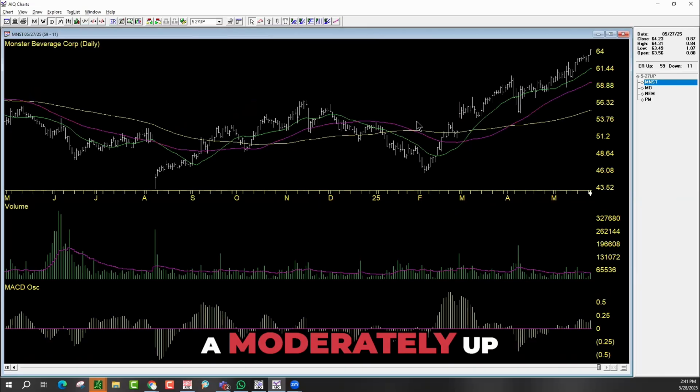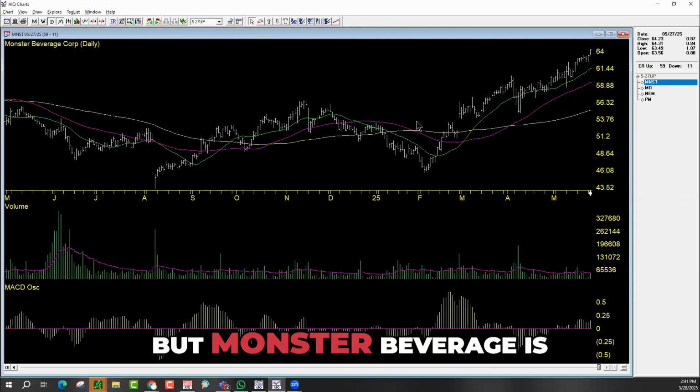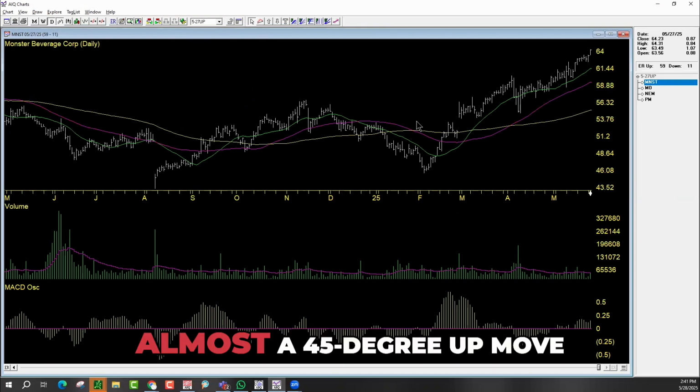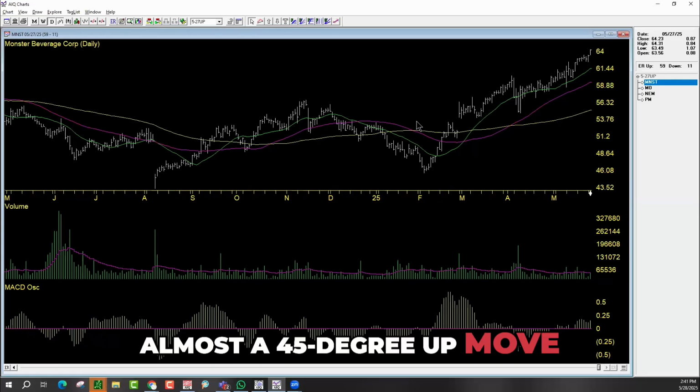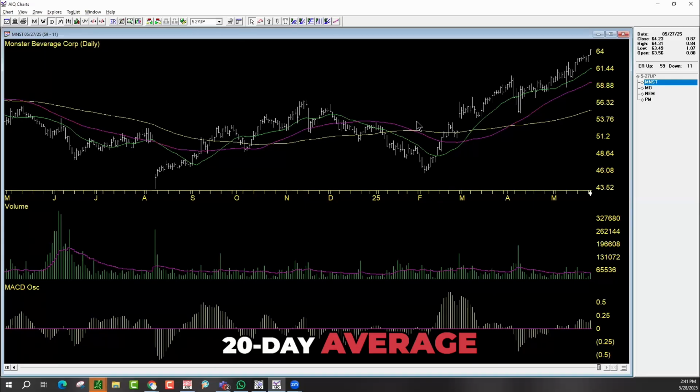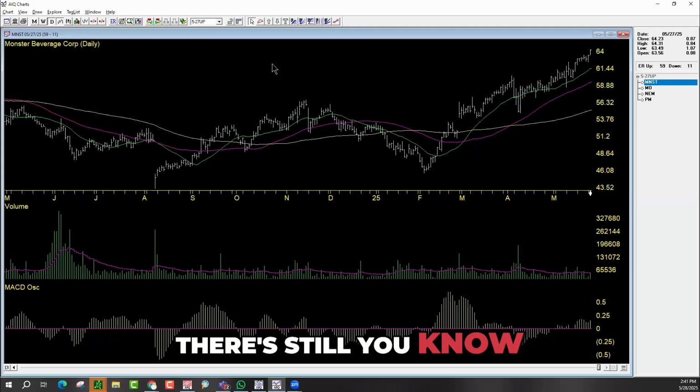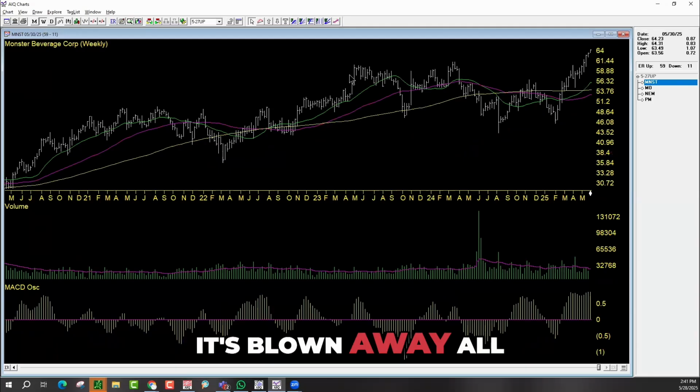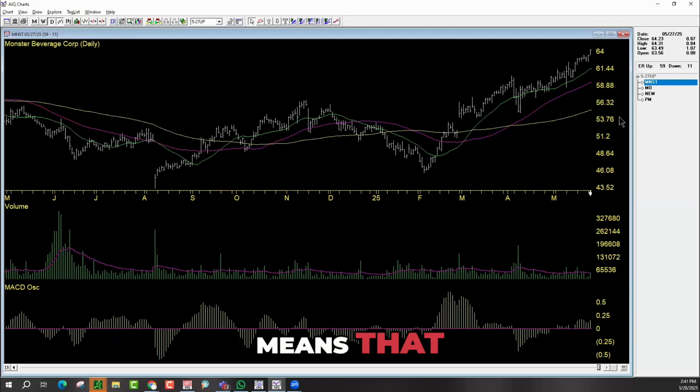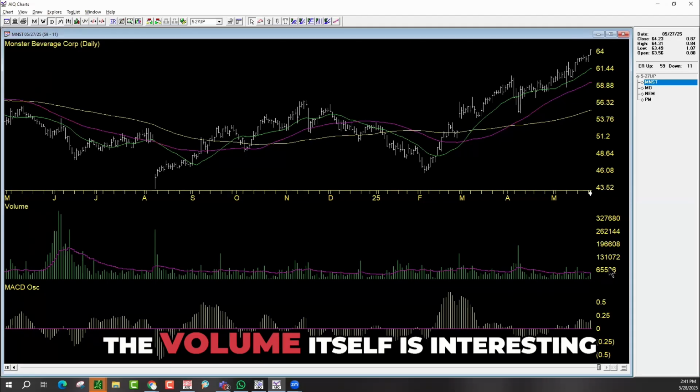If we're going long, remember the group is in a moderately up, moderate trend, not a great trend. 56 is not great, but Monster Beverage is obviously in almost a 45-degree up move, bobbling along on that 20-day average. Never really got back down to the 50 at all. When I look at a longer term chart, it's blown away all of this level here. So it's already in unknown territory, you might say, which is good. It means there's nothing to stop it. There's no resistance. So it's a possible candidate.